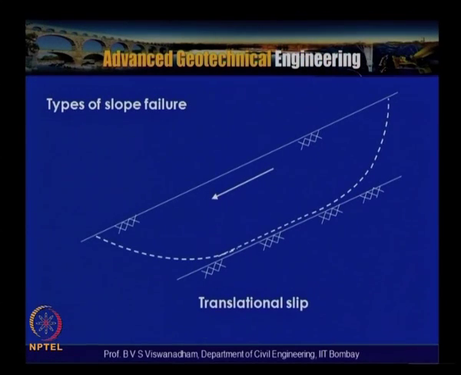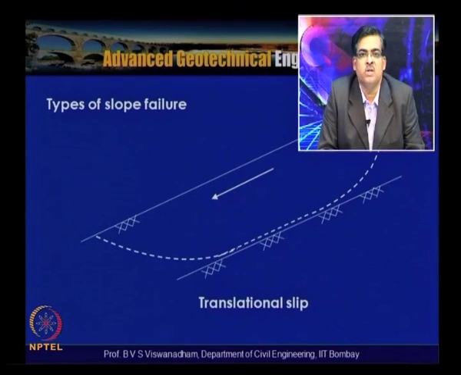And there are also some translational slip failures. That means it actually commences with a circular failure, and then it remains in the failure surface in contact with the firm surface, and then the translational slip failure takes place. So, the typical failure surface shown in this figure is called a translational slip failure.